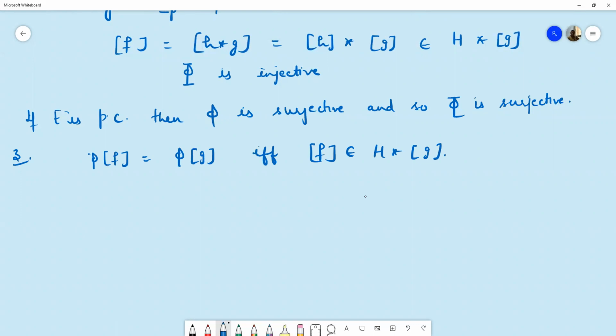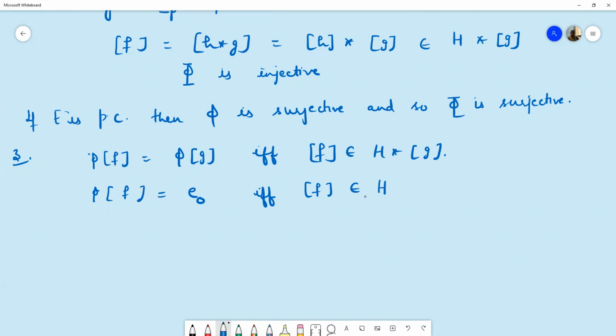So we apply this case when g is a constant loop. When g is a constant loop, then phi of g is basically g curl at 1. Now since f and g are paths starting at point e naught, and if we take g to be the constant loop, the endpoint of g is also e naught. So phi of f is equal to e naught if and only if f belongs to H star the homotopy class of the constant loop. The homotopy class of the constant loop is just the identity element of the fundamental group. So it is H star identity element, which is basically H.